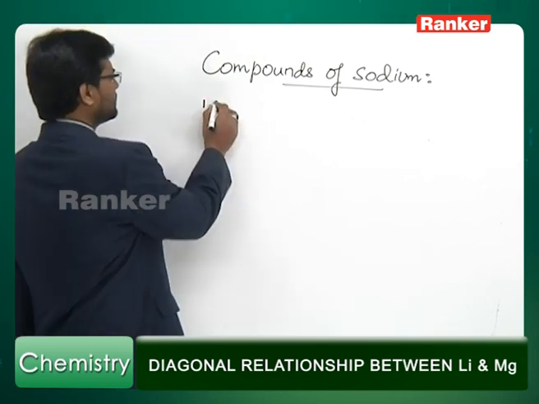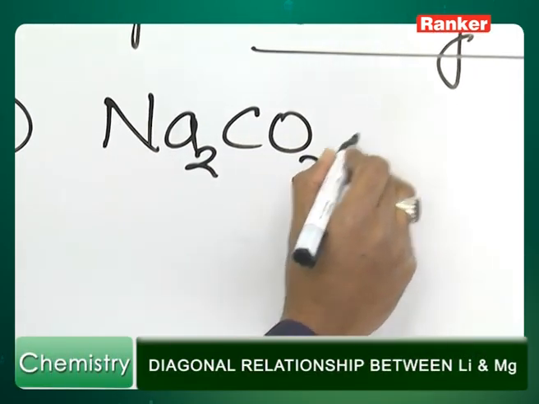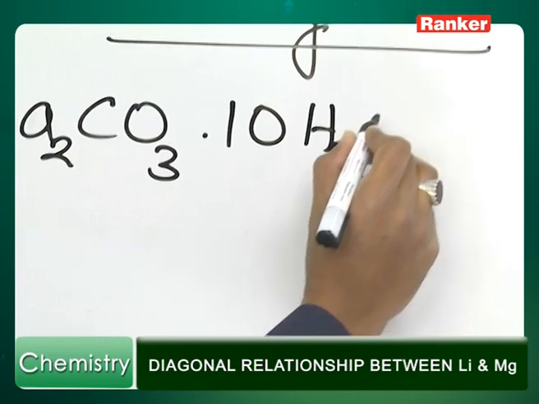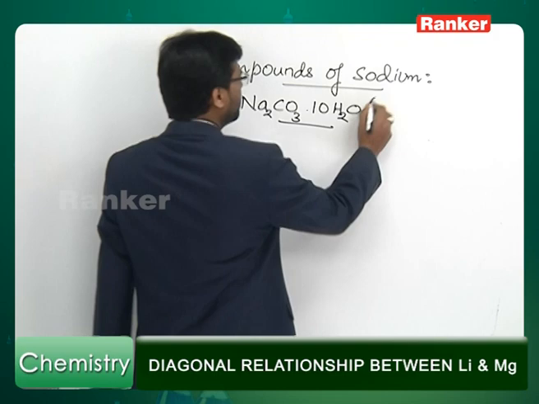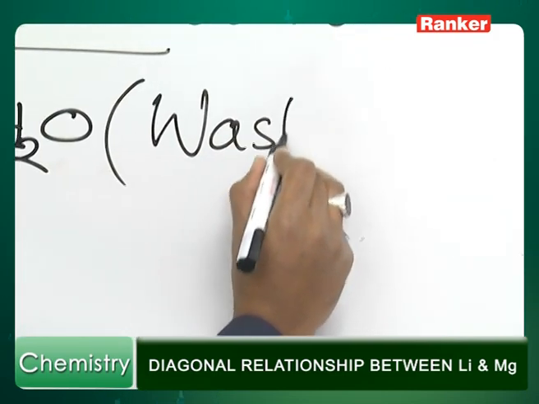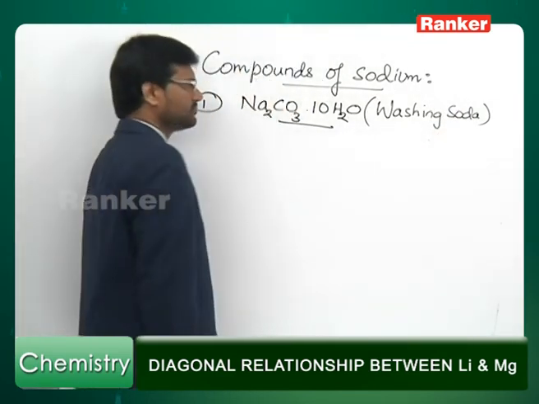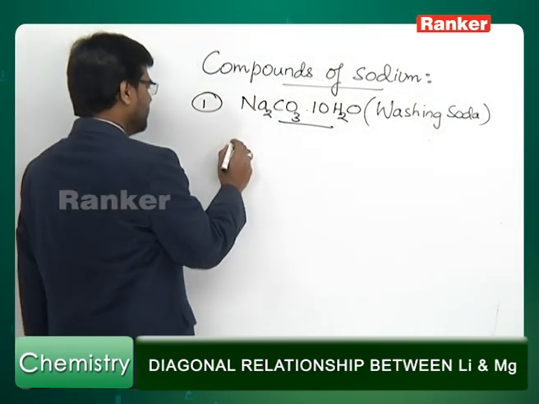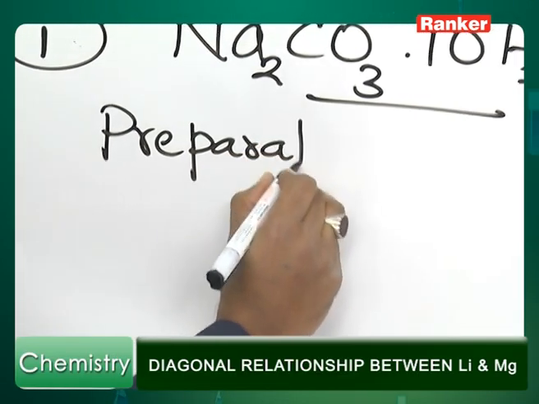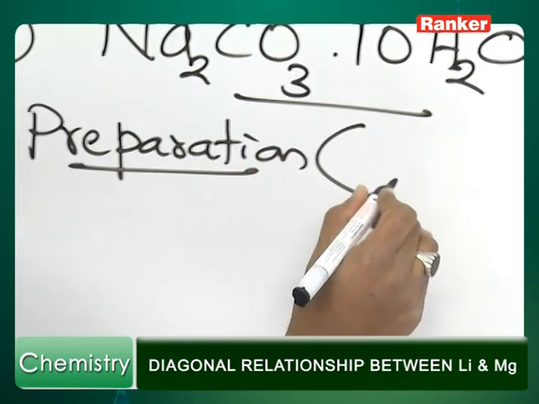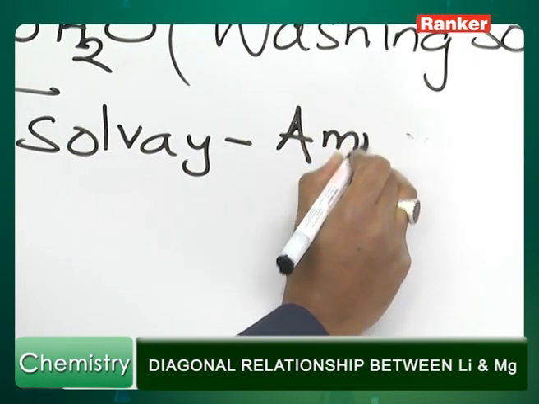Compounds of sodium. Number one in the list is sodium carbonate. It exists as a decahydrate, Na2CO3.10H2O, popularly called as washing soda. Let's learn about preparation of washing soda. The method we are going to discuss is Solvay ammonia process.